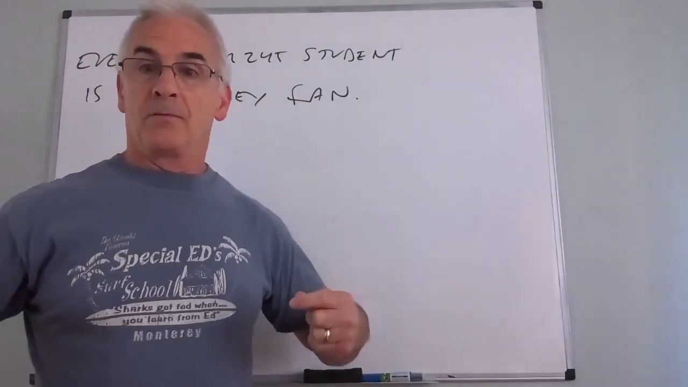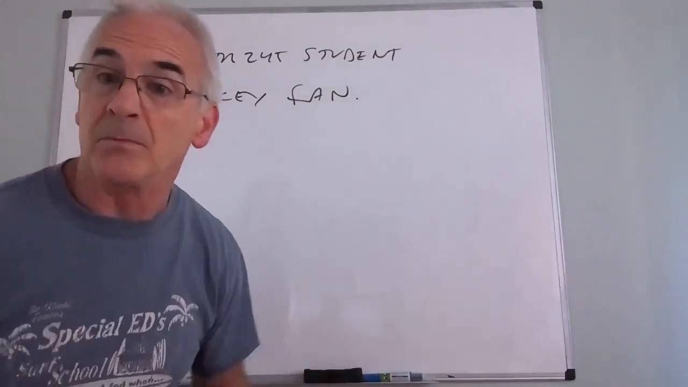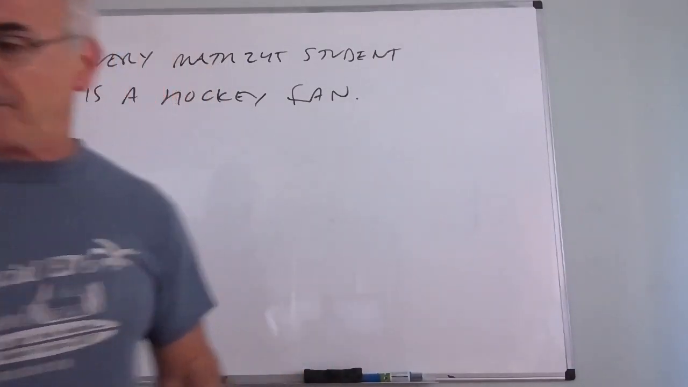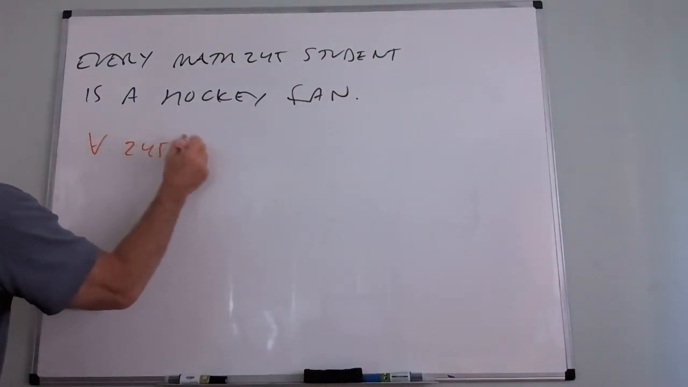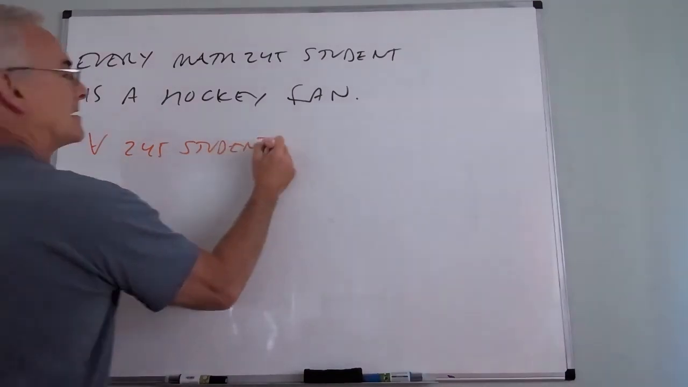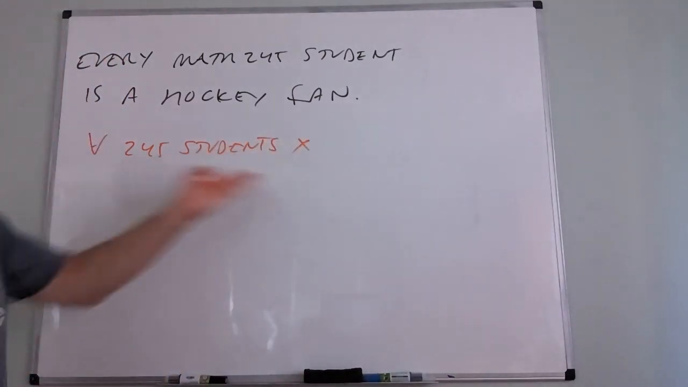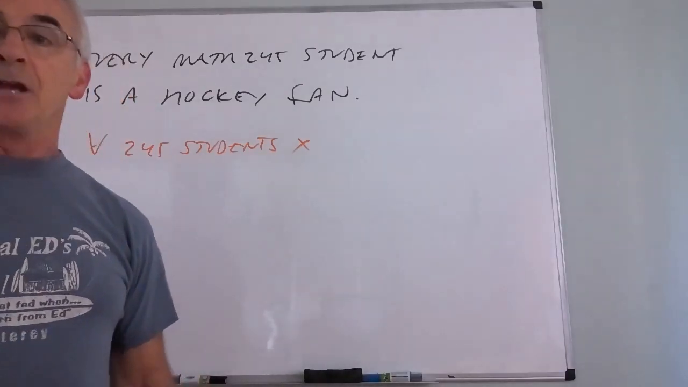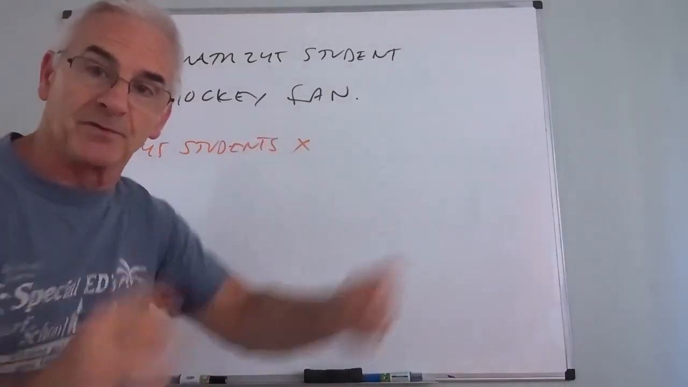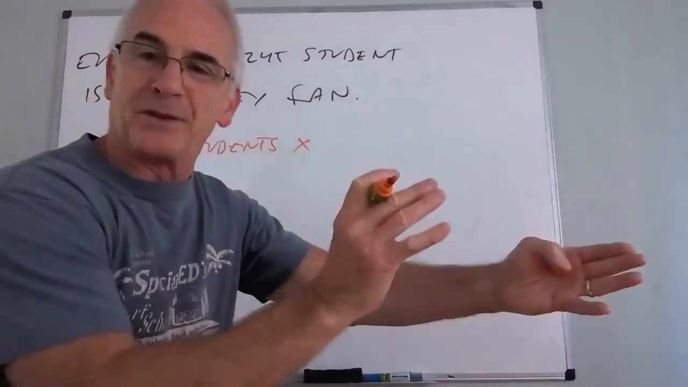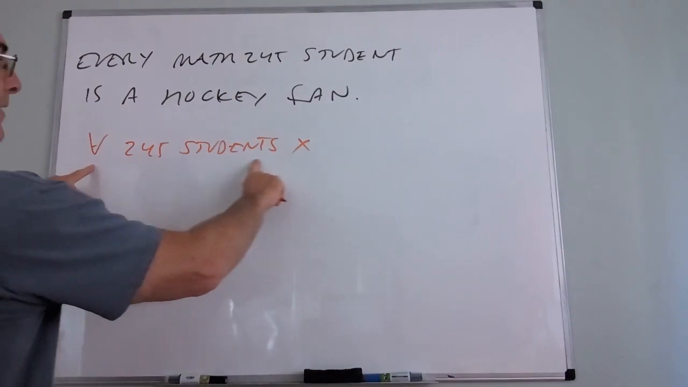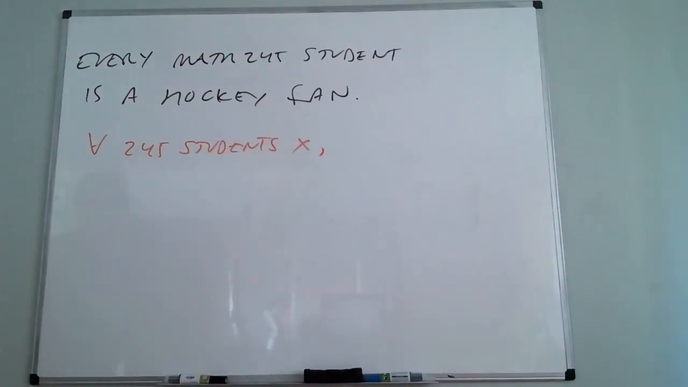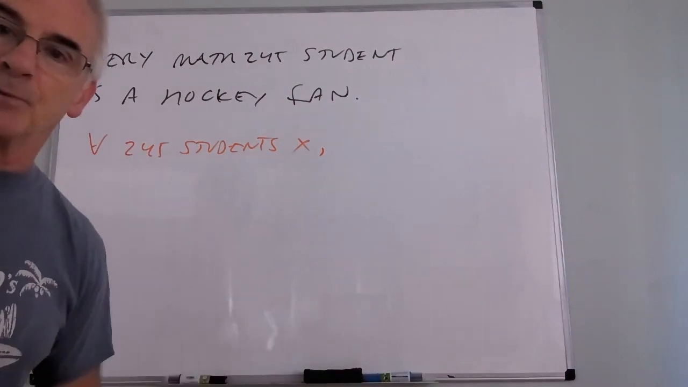For all X in the Math 245 class. You can just say it like that if you want. Or let's say for all 245 students X. Now I've just said X represents a 245 student. You could start off by saying let X be an element of the set of 245 students. That would be correct, but it'd be overkill. For all 245 students X. Yes, you're going to use English, but we want quantifiers.